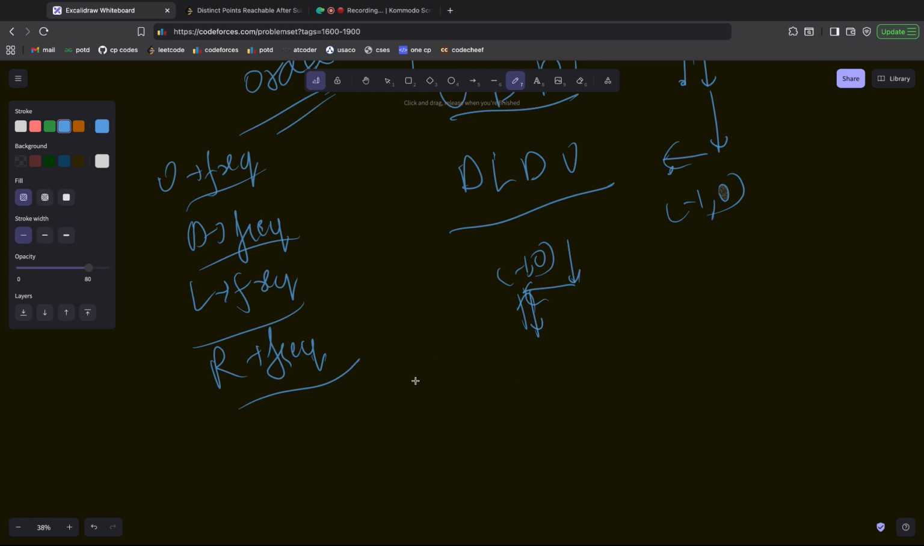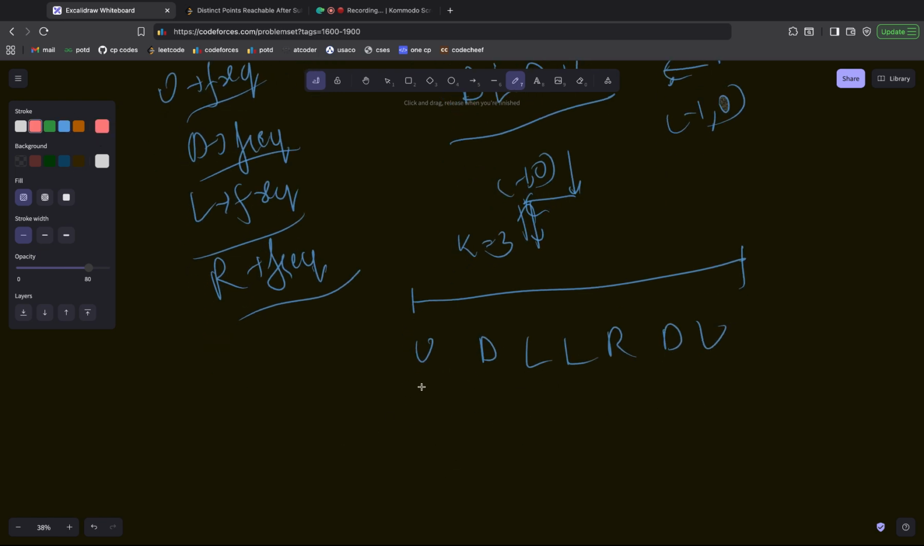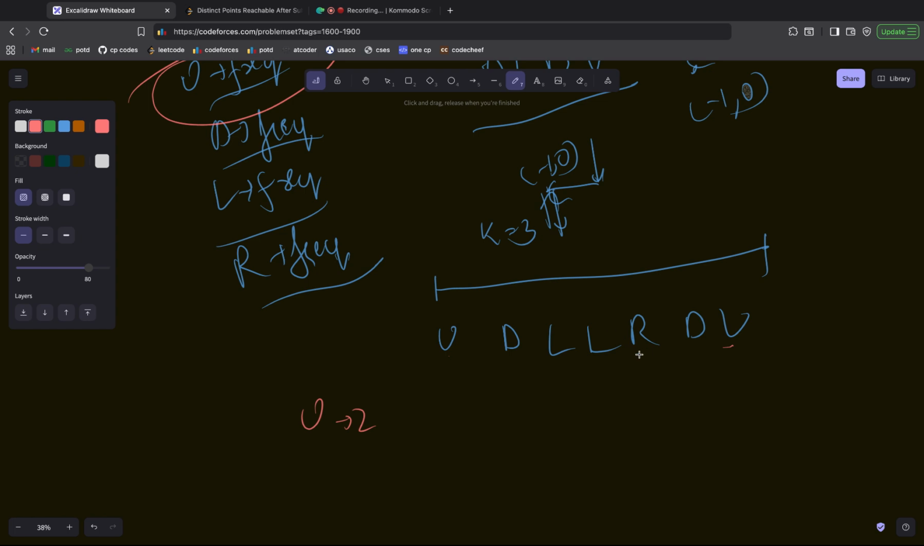So now, let's say I have this array U D L L R D U with k equals 3. How can I use this fact? Can I calculate the total frequency of, let's say, U? I calculate the total frequency of U as 2. Let's solve for only calculating U frequency.